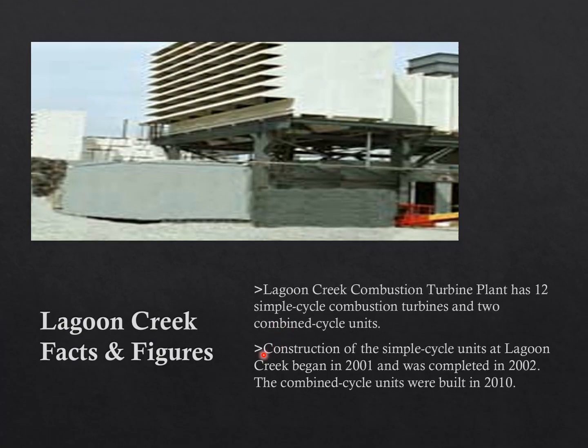And this is some more facts and figures for Lagoon Creek. This plant has 12 simple cycle combustion turbines. So that's a lot. And 2 combined cycle, which is a bigger system. The other is just a regular system. So 12 of them and then 2 combined. This is just showing you when they started to build: 2001, and they completed in 2002. And then they got the combined cycle units in 2010.